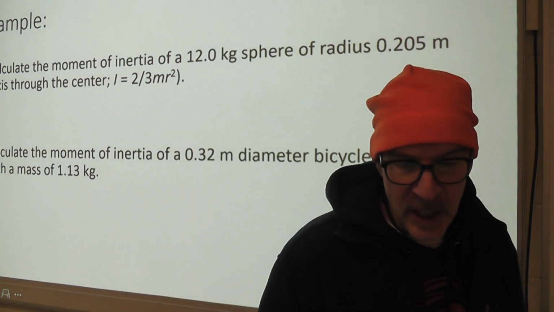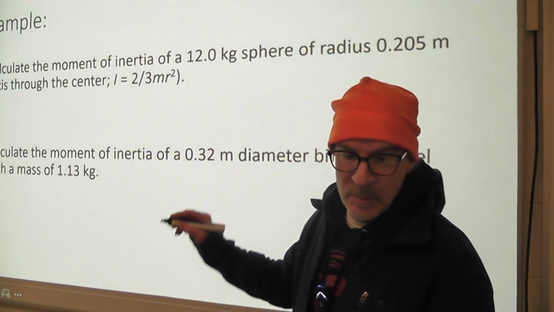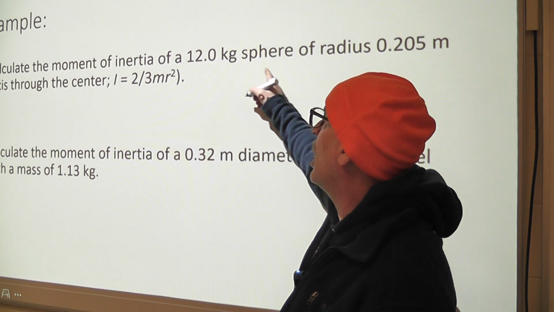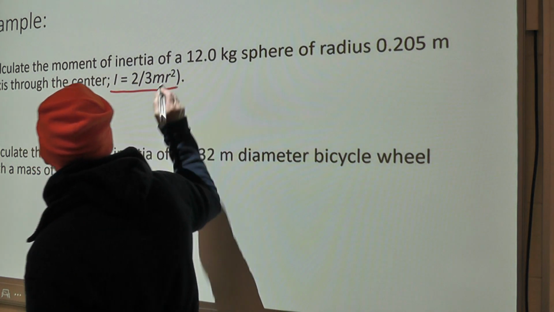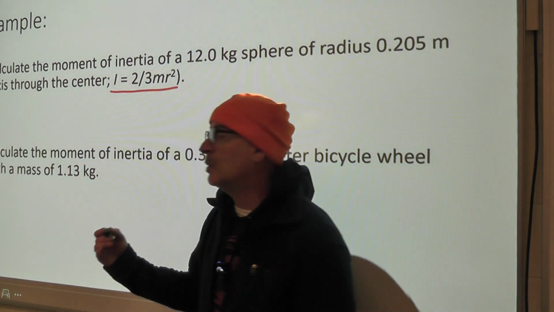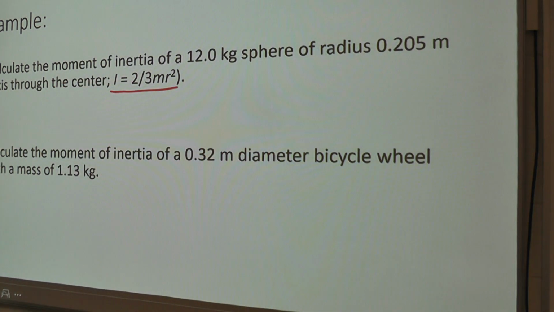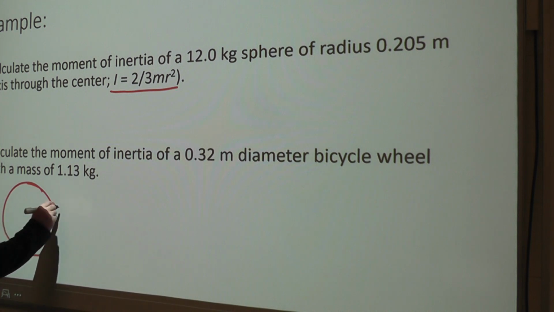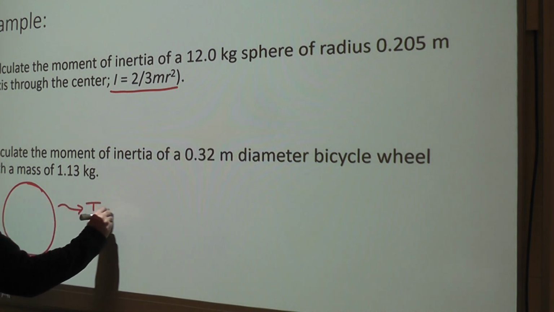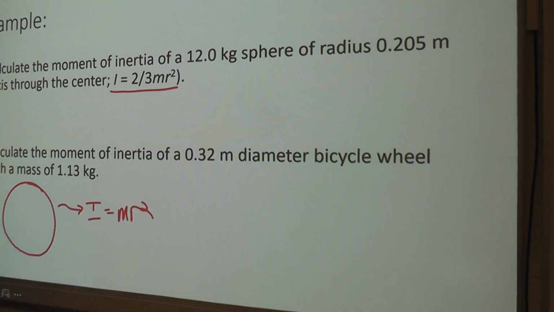All right, here's another example. Calculate the moment of inertia. This is a regular object, the axis is through the center, we have an equation we can use, so we could do that calculation relatively quickly. Here's one where we have a bicycle wheel. What's a bicycle wheel? Well, it's basically a hoop, and the moment of inertia for a hoop is mr squared. A hoop and a point mass are effectively the same thing as far as rotation is concerned. And so we could calculate this as well.